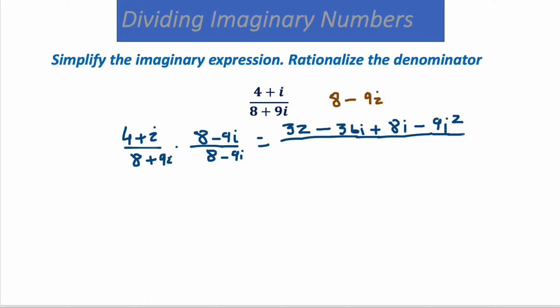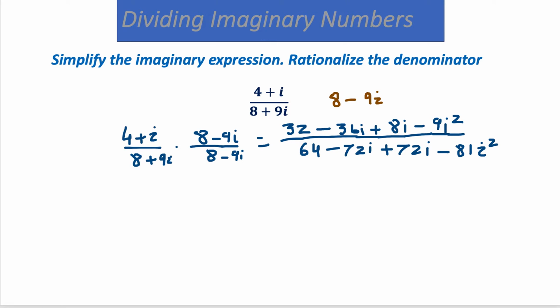Let me extend the fraction line. And now, 8 times 8 is 64. So I'm going to distribute. And 8 times minus 9 is minus 72i. And now, with the second, 9i times 8 is everything positive, so the sign is going to be positive 72i. And we have here plus 9i times minus 9i is minus 81i squared.